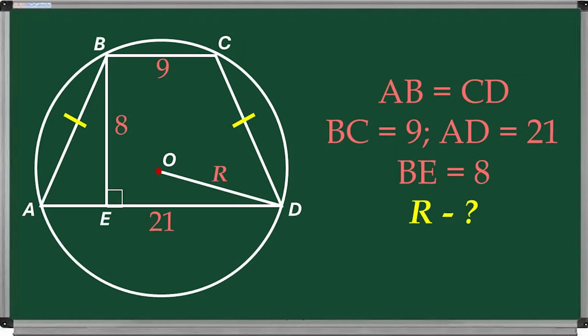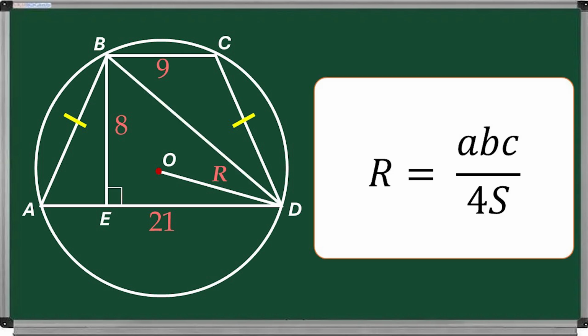To find the radius of the circle around our trapezoid, we'll focus on triangle ABD because the circle that circumscribes the trapezoid is the same one that circumscribes this triangle. We will use the standard formula for a triangle's circumradius. R equals the product of the side lengths, A, B, and C, all divided by 4 times the area, S. To apply this formula, our first task is to find the lengths of the sides of triangle ABD. We're already given that side AD is 21, so let's proceed to find the other two sides.